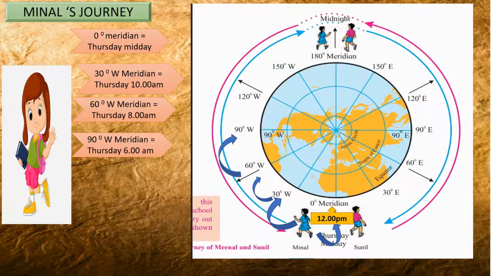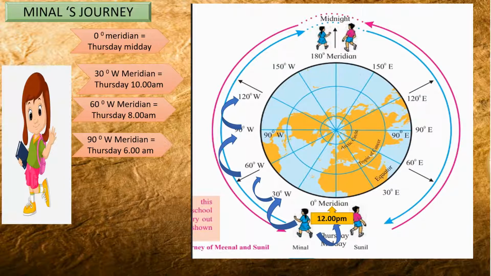Again, Meenal started traveling from 90° west to the 120° west meridian. Now what is the timing over here at the 120° meridian? Students, you all know that between 90° west and 120° west, again there are a total of 30 longitudes. So again we get a 2 hour difference. At 90° west, it was 6 a.m. Then what will be the timing at 120° west? A 2 hour difference means, let's count once again: 6, 5, 4.